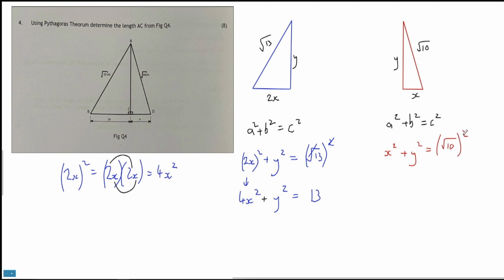Again, the root and the square cancel each other out, and we're left with just 10. And the y squared is just y squared, and x squared is just x squared. That's great. So now we're looking at these 2 equations. The one thing they have in common is this y. So if I can transpose these to make y squared, we can do that with this one. We can say y squared is equal to 10 minus x squared.